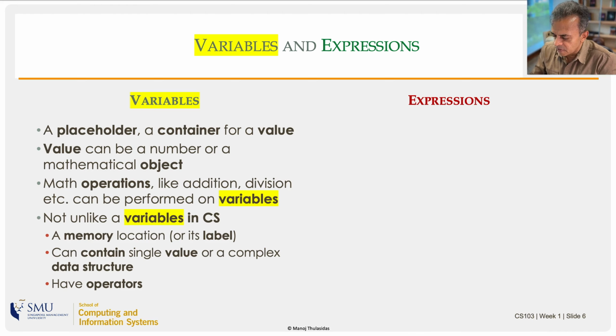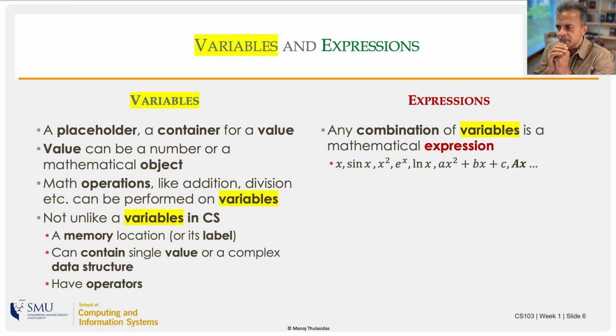Expressions are made up of variables. Any combination of variables using mathematical operations will be an expression. So you can have x by itself, x being a variable. So x is an expression also, a simple one at that. And sine x is a function of x. So that is an expression also. Of course, we haven't defined what a function is in our context, but this is a mathematical operation on x. Given x, you will get the sine value of it. Or x squared, e to the power x, natural logarithm of x, or a quadratic expression like ax squared plus bx plus c, etc.